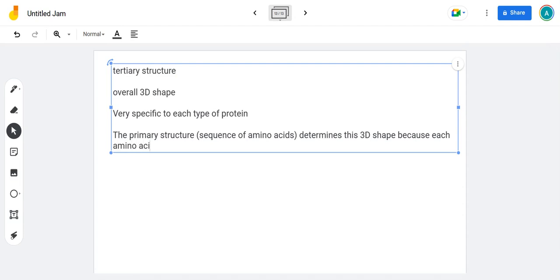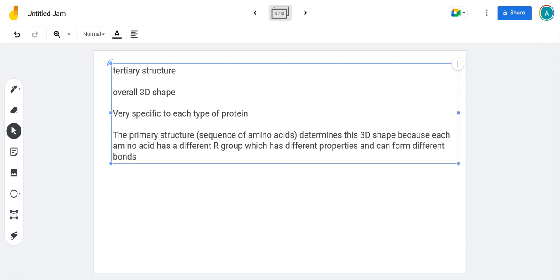Each of those R groups has different properties and therefore can form different bonds. So the primary structure, the sequence of amino acids, determines the 3D shape because each amino acid has a different R group which has different properties and can form different bonds. And that's what determines how it folds, and the shape it forms.